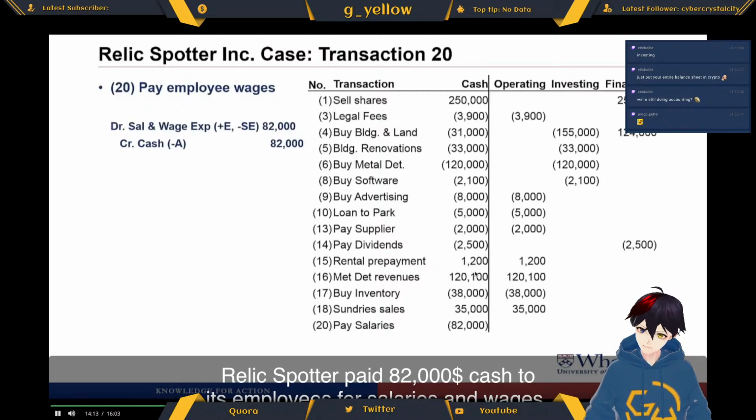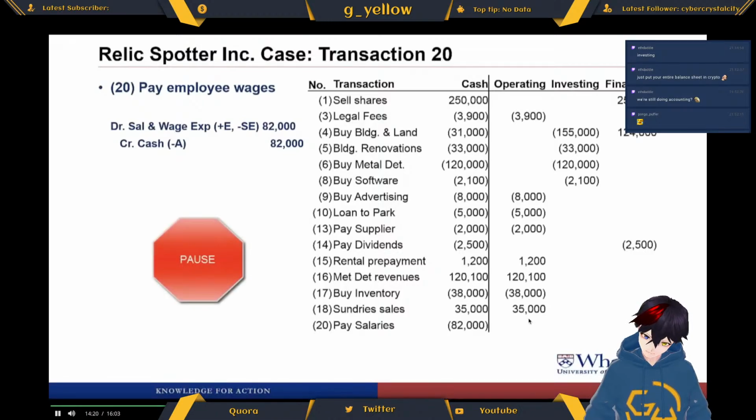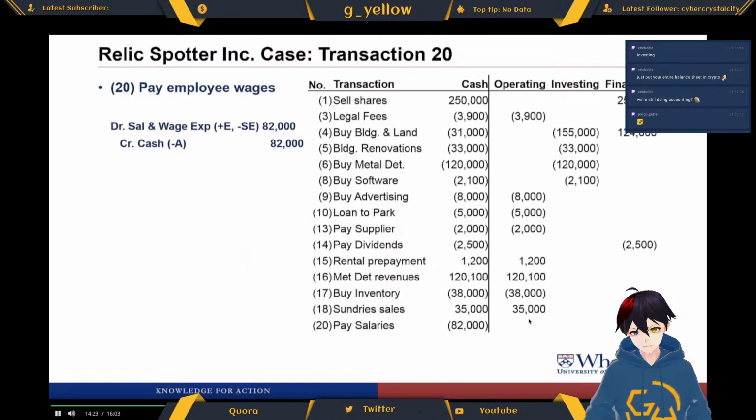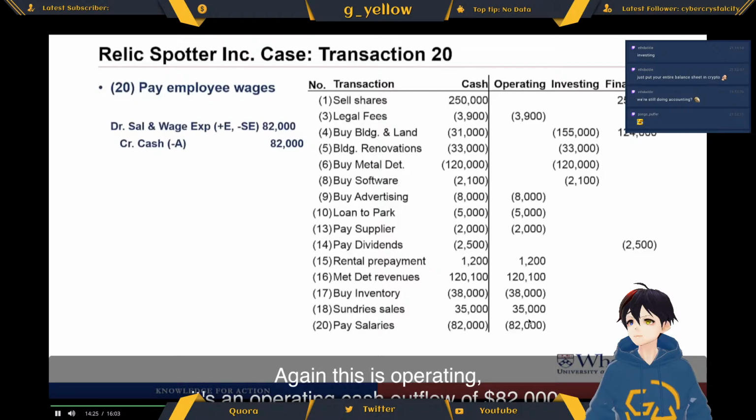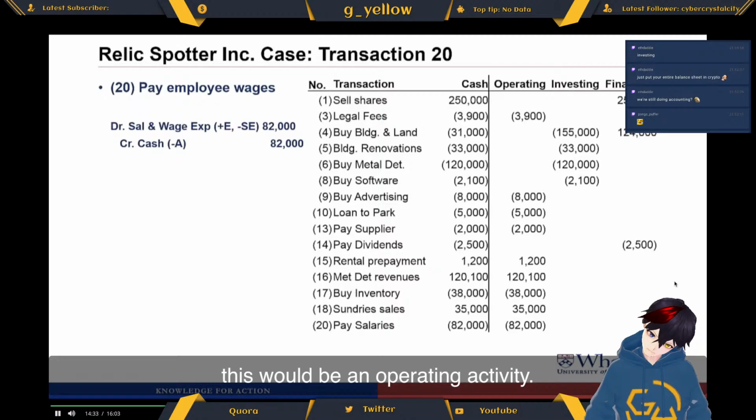Relic Spotter paid $82,000 cash to its employees for salaries and wages. Is this investing, operating, or financing? That's operating. It's an operating cash outflow of $82,000. Paying our employees is one of our key business activities, so this would be an operating activity.